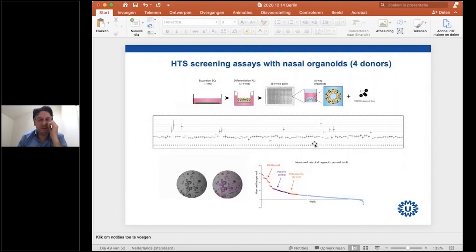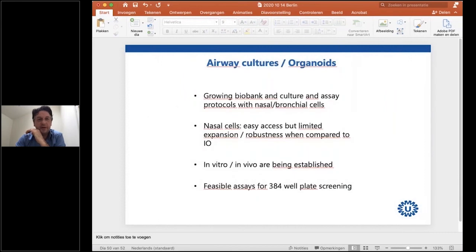So just to illustrate that these types of screening models can also be used at a larger scale, and this is all primary cells, which you can now also grow at a large scale and do these types of screens. I think it would be feasible to do 100,000 compounds or so, or even more. But just to summarize here, for airways, it's a growing biobank.